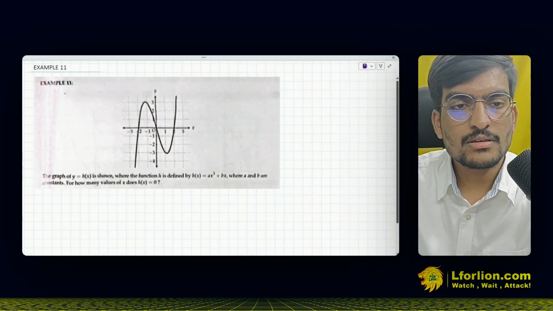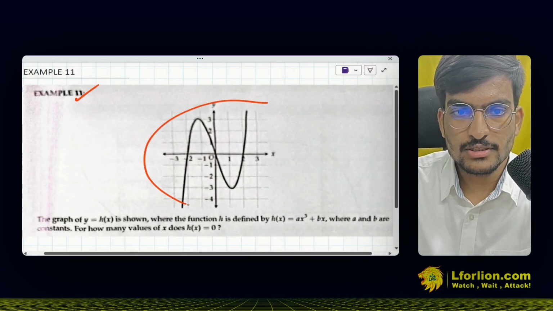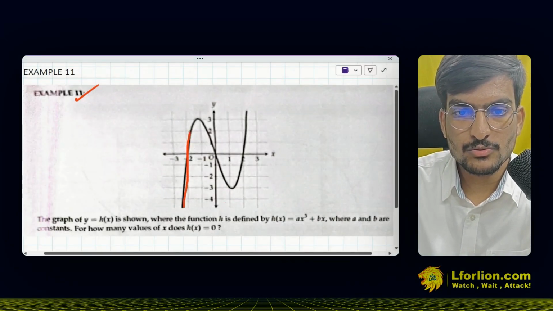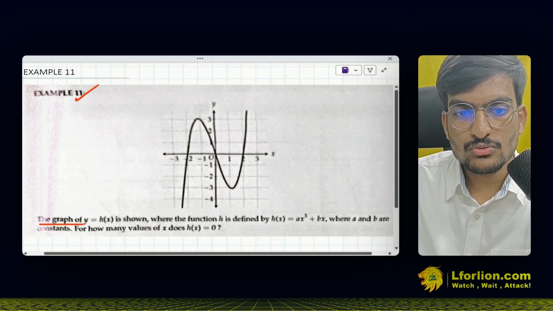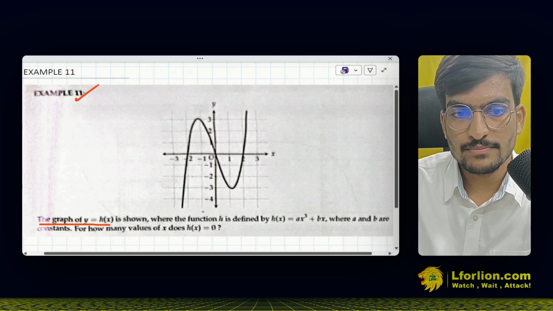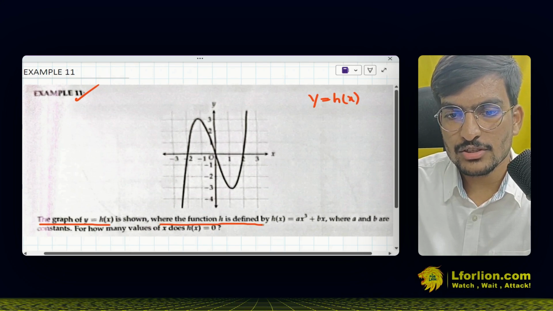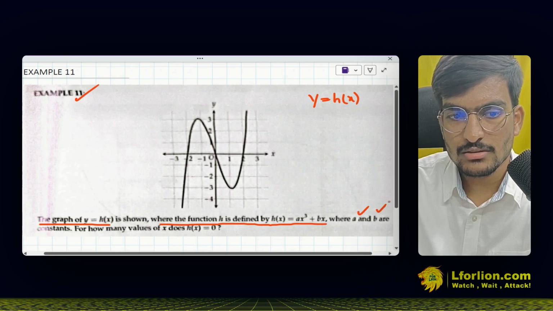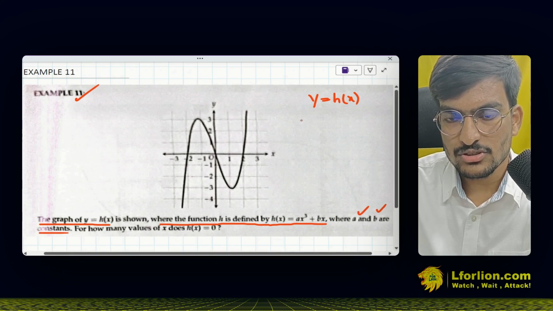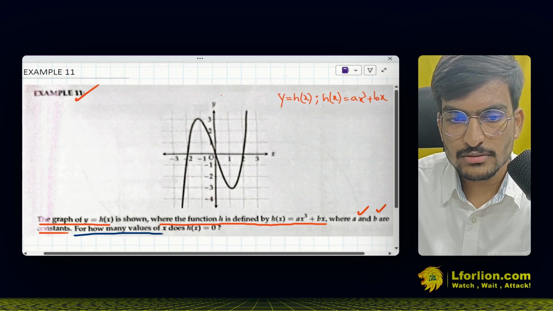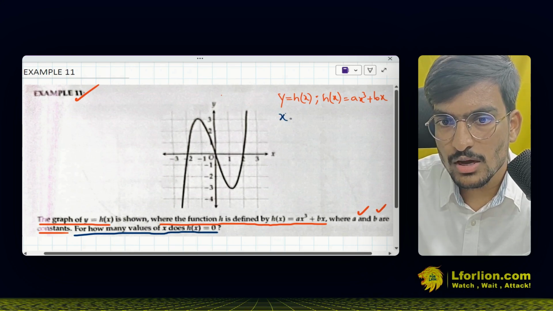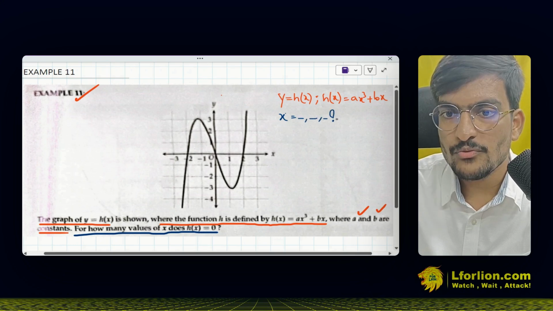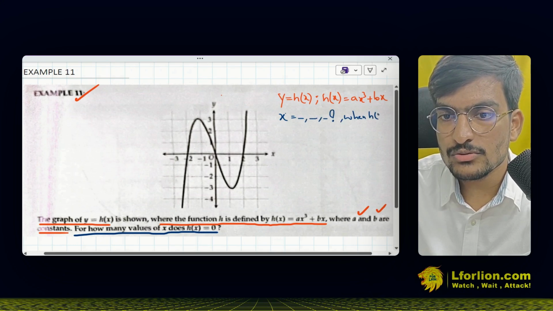Coming to example 11, watch the graph carefully. You can see the curve is moving this way. Fine. And they mention the graph y equals h of x, where the function h is defined by h of x equals ax cubed plus bx, where a and b are constants. Fine. They ask for how many values of x does h of x equal 0, asking us to find what the x values are when h of x equals 0.